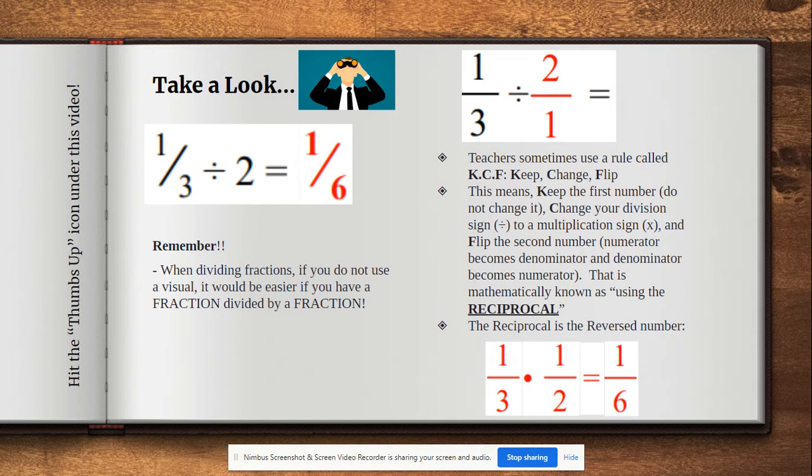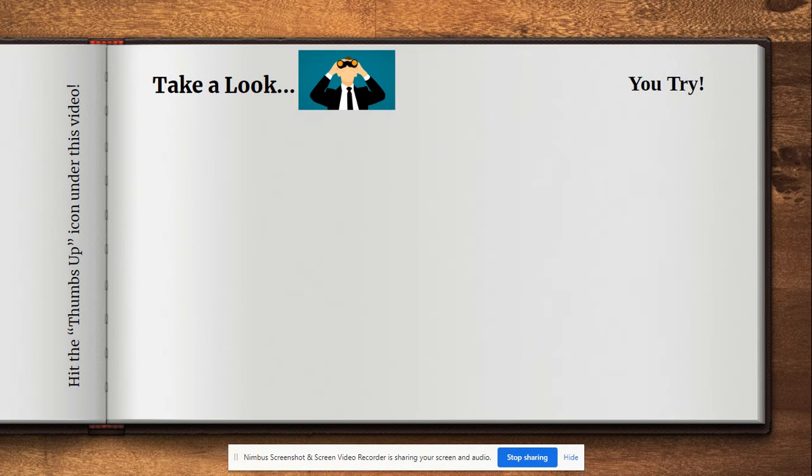All right, so again, that's looking at the rule. You keep the first number, whatever it may be, change your sign, and flip. You find the reciprocal of your second number. All right, so now I want you to try this one out. I want you to try and solve 1/2 divided by 7. So pause this video now and see if you can solve this problem.